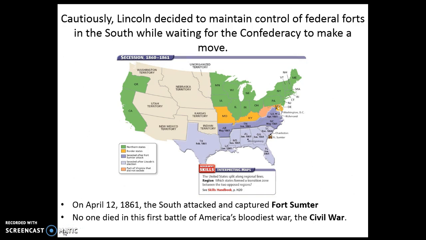So as Lincoln eventually takes office in March of 1861, he decides he was going to maintain control over federal forts in the South while waiting for the Confederacy to make the first move. That way he could kind of blame them for anything that went wrong.